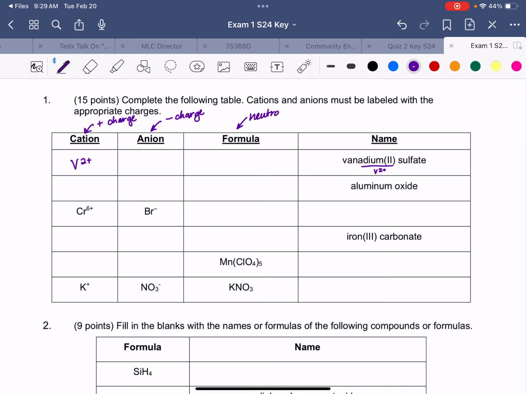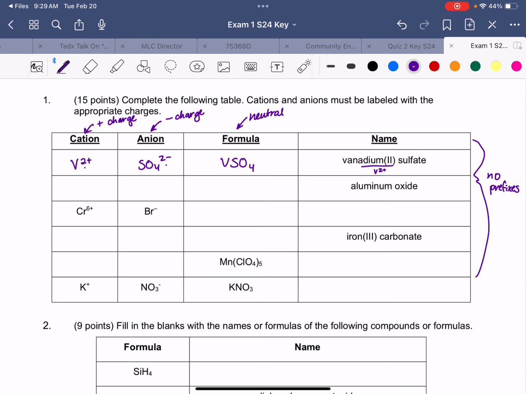be neutral. And because everything here is ionic, we know that we're not going to have any prefixes, but we are going to have charges listed if we have a polyatomic ion. So sulfate is SO4 2-, and because each of these is 2, so we have 2+ and 2-, the formula just works itself out to VSO4.